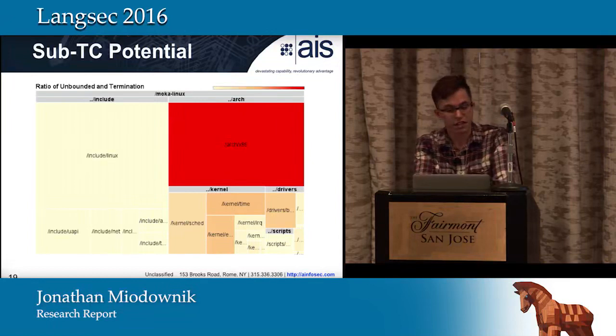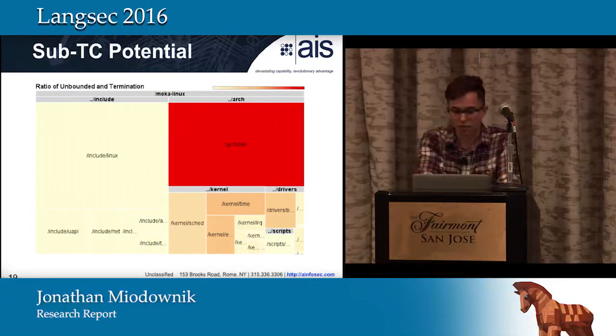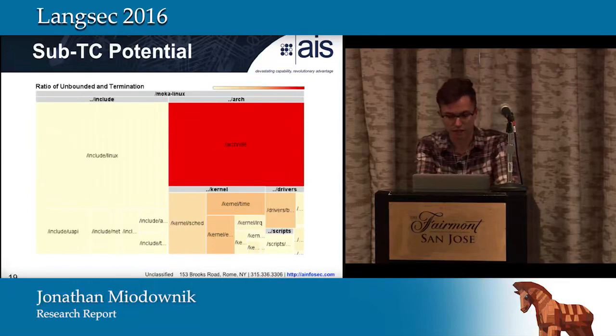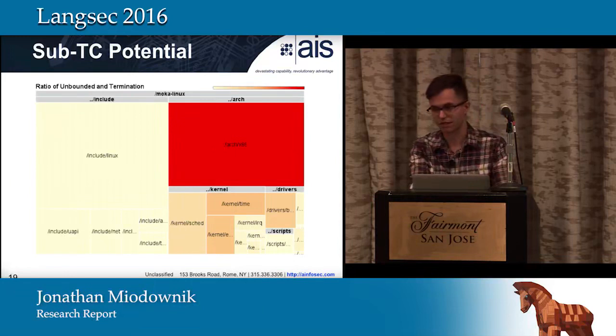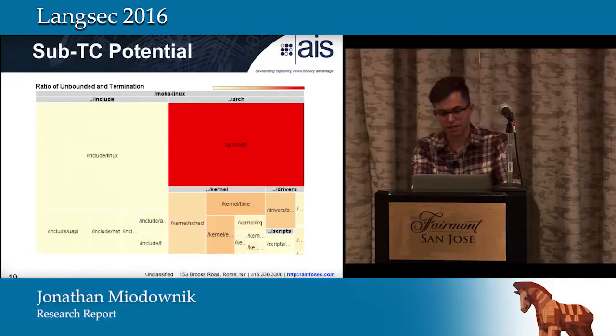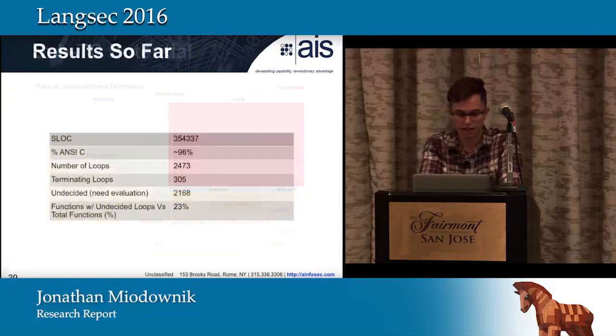we just did a ratio of the unbounded versus terminating. ARC seems to be a good candidate. I've looked at the drivers folders by hand, and they look like a fairly good candidate for classification for sub-Turing completeness as well. It should be noted, like I said, this is zoomed in, so you don't see folders like MM or FBDiv, but the same sort of trend follows around.